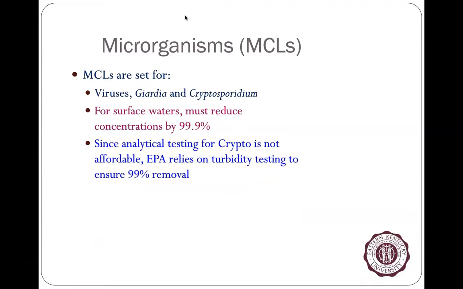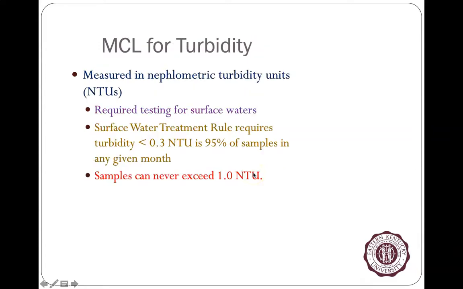MCLs are set for things like viruses and Giardia and Cryptosporidium. We want to reduce our turbidity a lot. Cryptosporidium was associated with the largest waterborne disease outbreak ever in Milwaukee. Analytical tests for crypto are hard, so EPA relies mostly on turbidity testing to ensure removal.